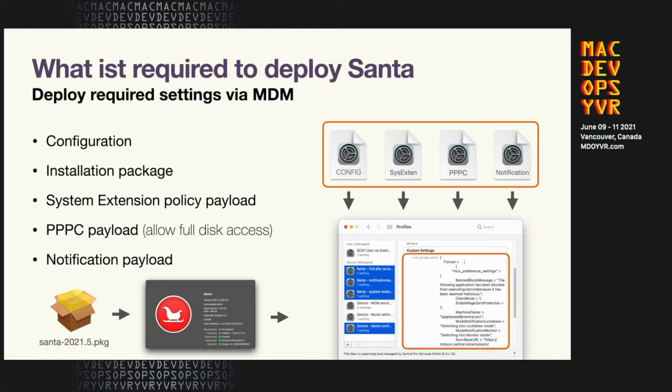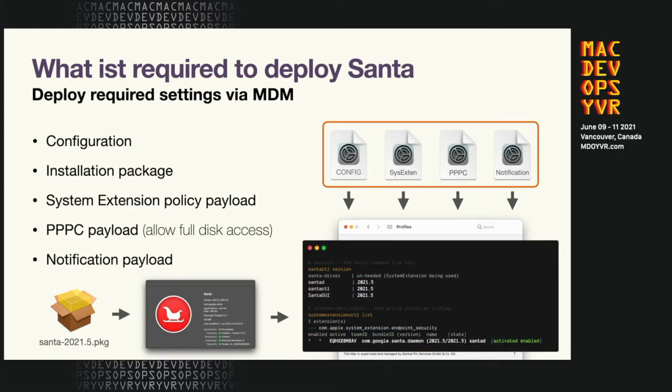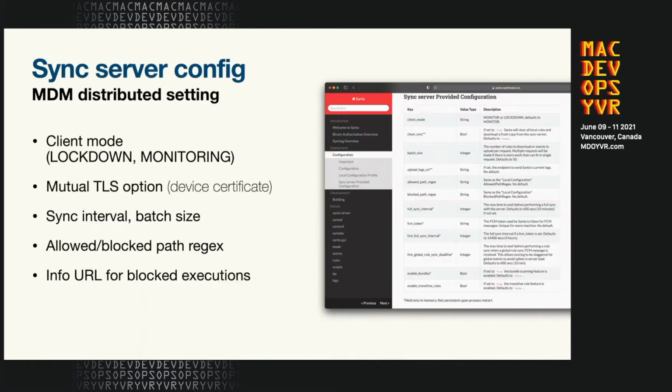A system extension policy control payload. This allows the system extension to be activated and enabled. A PPPC payload to give Santa full disk access, and a notification payload. In terminal, you can check all is in place as shown in the screenshot. The sync server config is well documented. Client mode works dynamically, so with the initial config deployed, you can later switch from monitoring to lockdown when using a sync server.